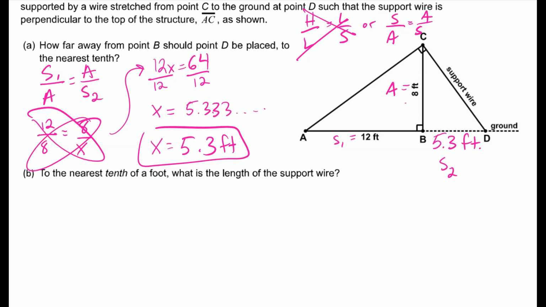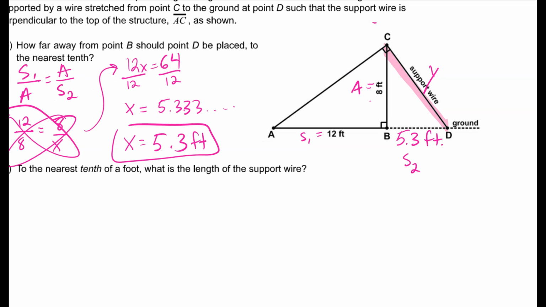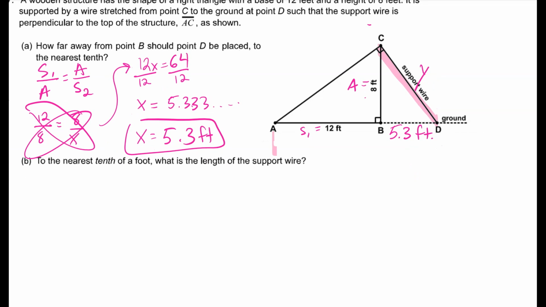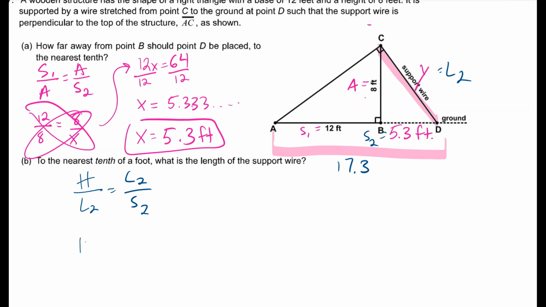Now for part B, it says to the nearest 10th of a foot, what is the length of the support wire right there? So I'm going to label that as y because I've already used x. Now, there's a couple things we could do here. We could set up a Hills problem if we want, because we actually do know the whole hypotenuse now. I could label that as 17.3. I could label that as leg 2. And I could label that as side 2. And I could do the hypotenuse over leg 2 equals leg 2 over side 2. And it would look something like this. I'll label that as y, because that's what I'm looking for. That's one way to do it.